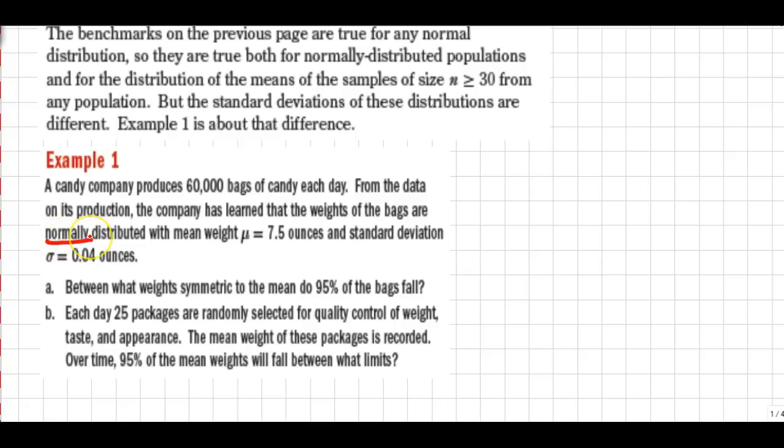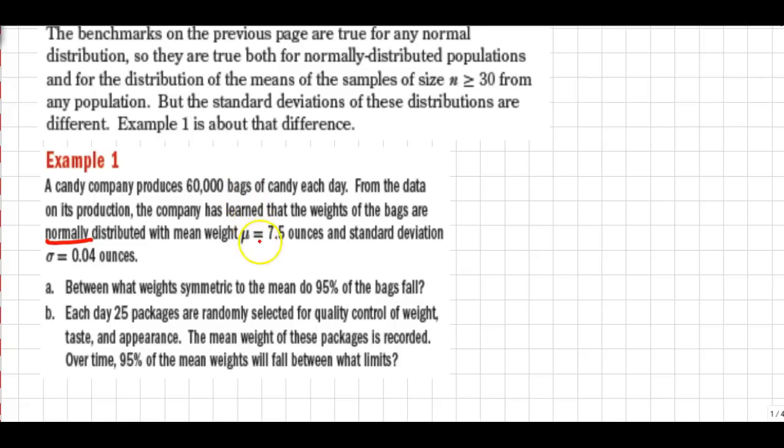That's good for us to know. That means we can go ahead and deal with our sample size. Mean weight is 7.5 ounces. Standard deviation is 0.04 ounces. Companies do care about this type of thing because if they say that the bags weigh a certain amount and you as a consumer pay for that bag and don't get as much as they say, you're going to complain and then they're going to lose money.